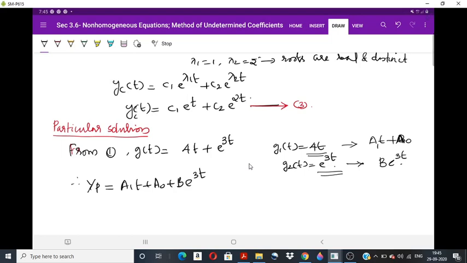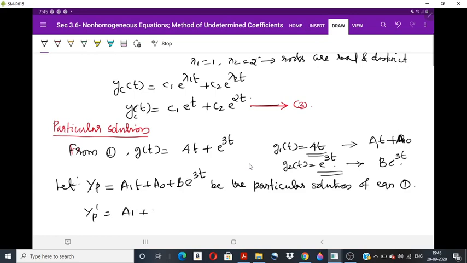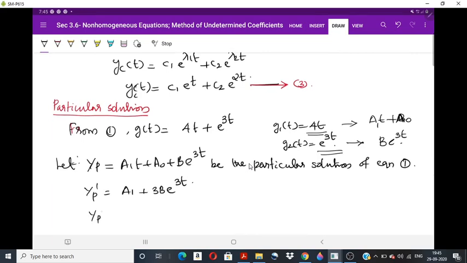Let yp be the particular solution of equation 1. Hence it satisfies equation 1. So we can find its derivatives. The first derivative will be a1 plus 3b e raised to 3t, and the second derivative yp double dash will be 3 into 3, that will be 9b e raised to 3t.